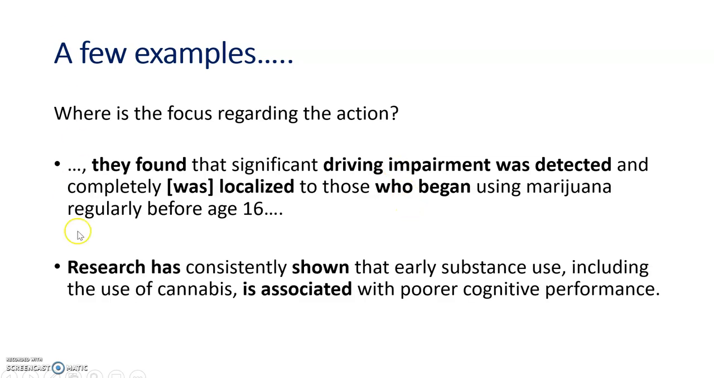Research has consistently shown that early substance use, including the use of cannabis, is associated. What's associated? Early substance use. By whom? It doesn't say, obviously, people. So here again, the focus is that early substance use. That's what the writers want us to focus on, that it's associated, that it's connected with this.